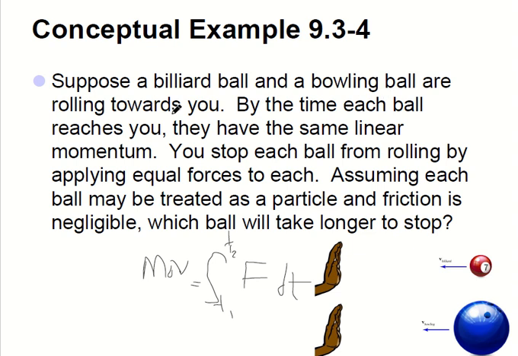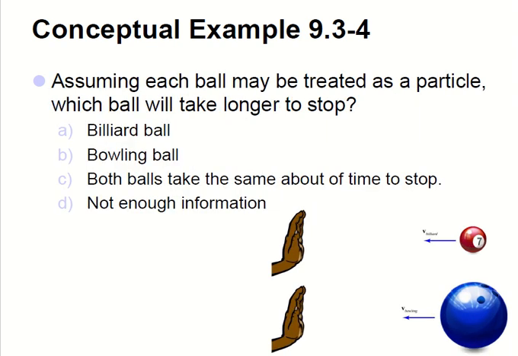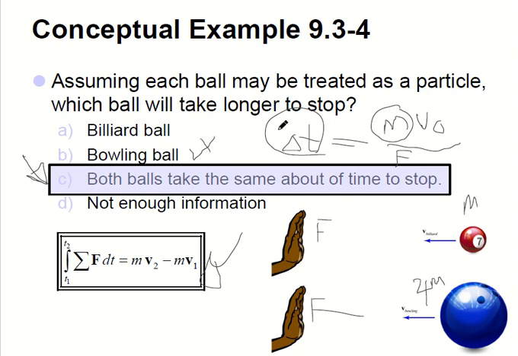Suppose the ball and bowling ball are rolling towards you. By the time each ball reaches you, they have the same linear momentum. So you stop each ball from rolling by applying equal forces to each, assuming each ball may be treated as a particle. Okay, I got it. So now they're going to treat it as just a particle. This is a tricky question. Even I got the wrong answer. Since we're treating them as a particle, we're going to assume they have the same mass. Why? Because a particle would be massless.